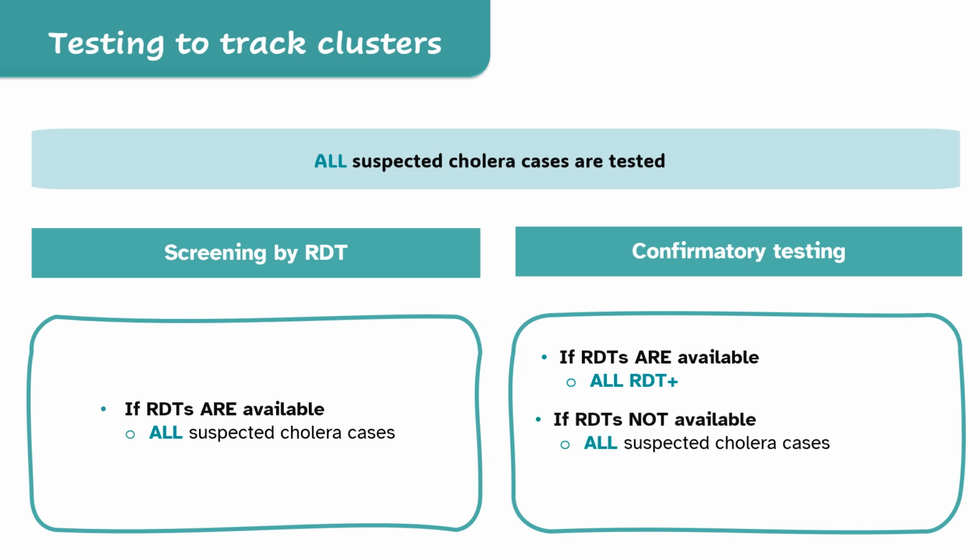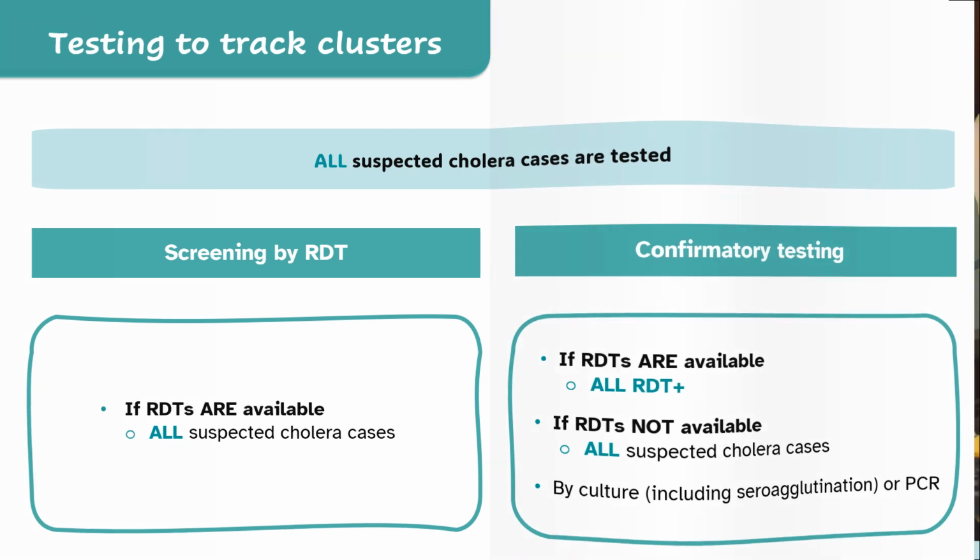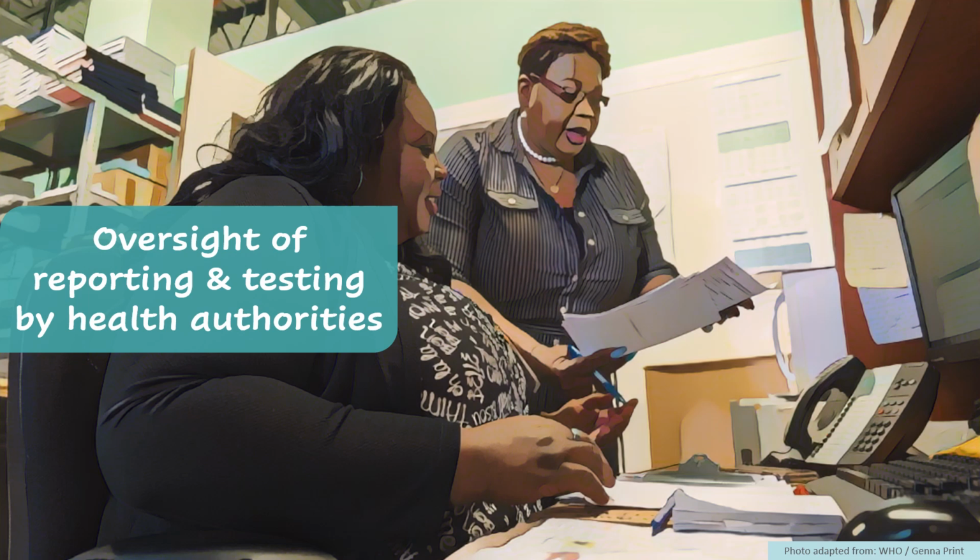Where RDTs are not available, samples are not triaged for confirmatory testing, and confirmatory testing is performed on all suspected cholera cases. Confirmatory testing is performed by culture including seroagglutination, or PCR. A core function of health authorities in cholera surveillance is to continuously ensure that suspected cholera cases are reported and tested in accordance with applicable strategies.